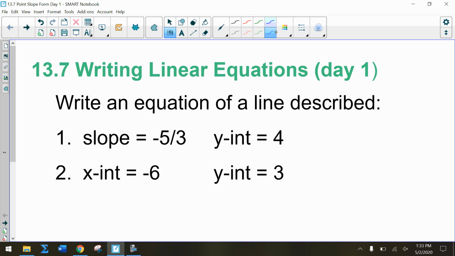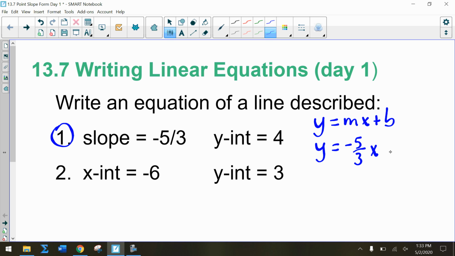Okay, so we want to write an equation of a line that has a slope of -5/3 and a y-intercept of 4. So for number one, we're given the slope and the y-intercept. Do you know the name of a form of a line that has the slope and an intercept? Notice how we have y equals mx plus b form. So y equals -5/3 x plus 4.